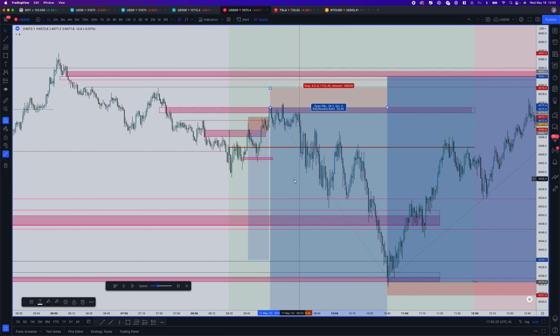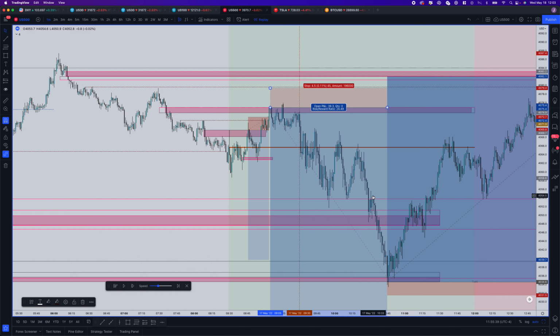I took some partials along the way, and ended up, I didn't hold this position all the way down to here. I think I got out somewhere over here around like 10:30. I made 3% in total off of that.